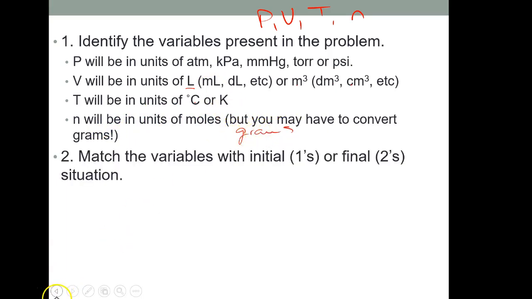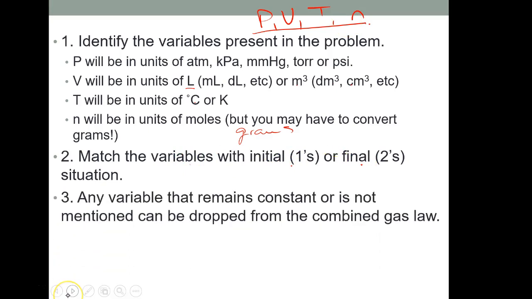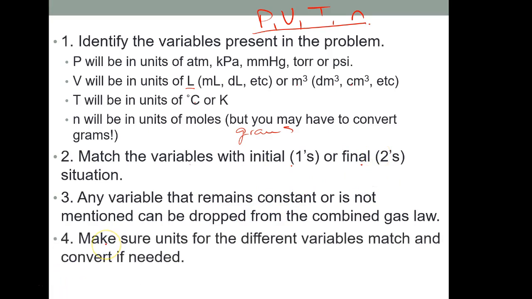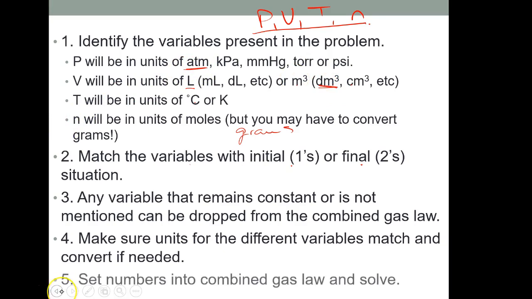Okay? So look at your variables, identify what you have in the problem. Match the variables with the initials or the finals, situations one or two, and then anything that is not mentioned or anything that remains constant in the problem, just drop it out of that gas law. I'll show you what I mean by that. Make sure the units for the different variables match. In other words, both your pressures are in atmospheres, both your volumes are in decimeters cubed. Whatever it is, make sure those units match. Convert beforehand, and then just plug it into the combined gas law.